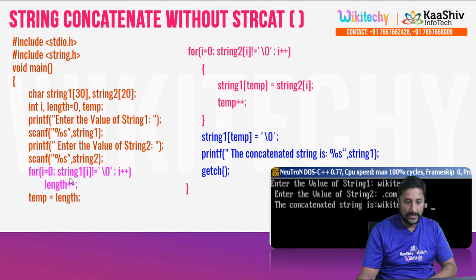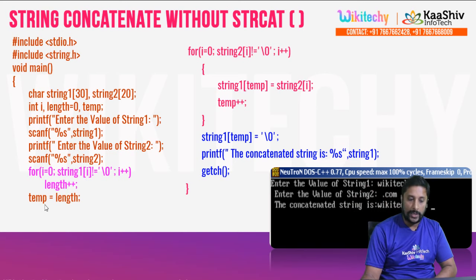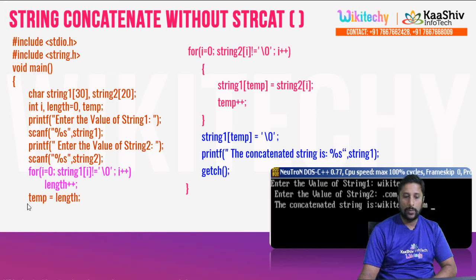So for i equal to 0, string1[i] not equal to null, i plus plus, I find the length of the string. This for loop will find the length of the string. Good. And afterwards I put the variable length in the variable temp. Okay, so temp is the variable where I put the length.